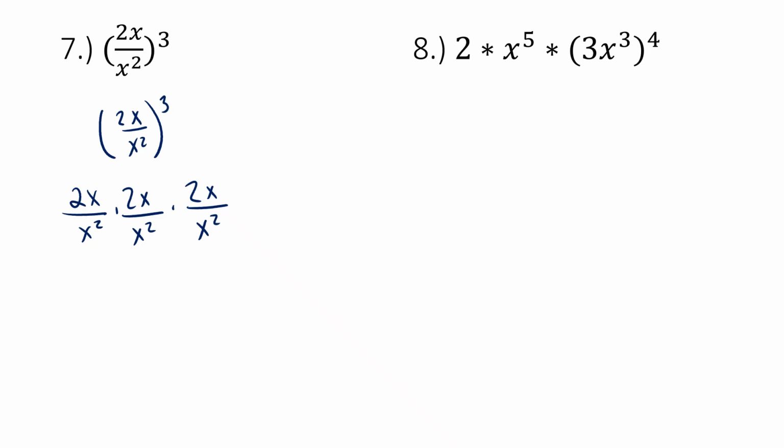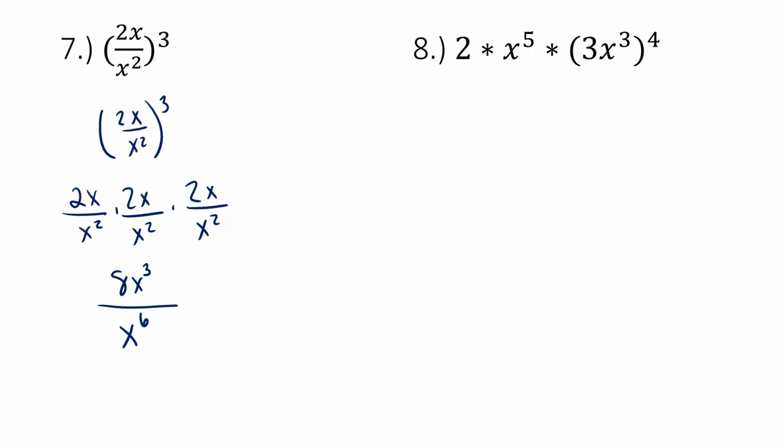And now I can multiply my numerators. So 2 times 2 times 2 is 8. X times x times x is x to the third. And this one comes out differently. And then x squared times x squared times x squared. Well, that would be 2 x's, 2 x's, and 2 x's. And that brings us here.